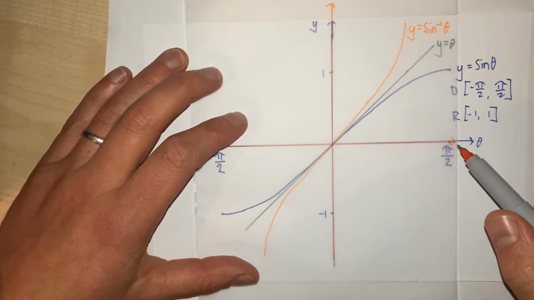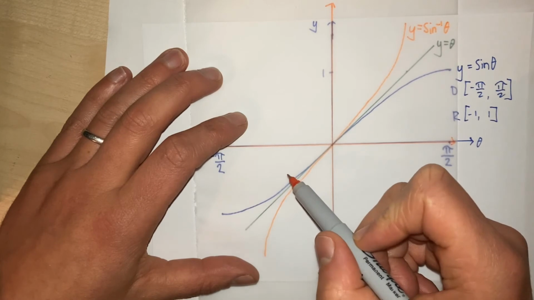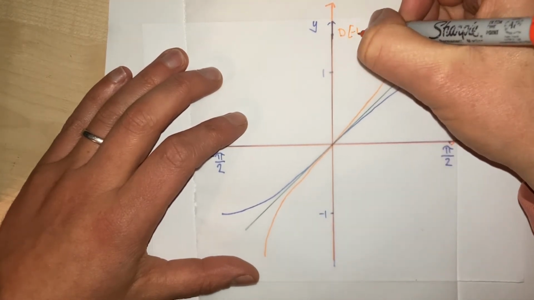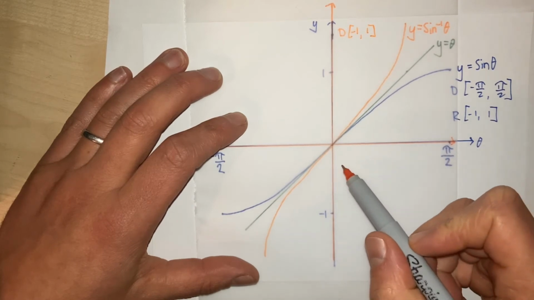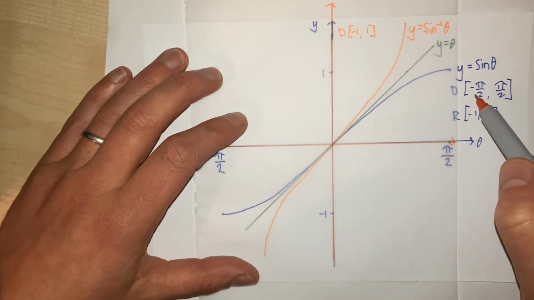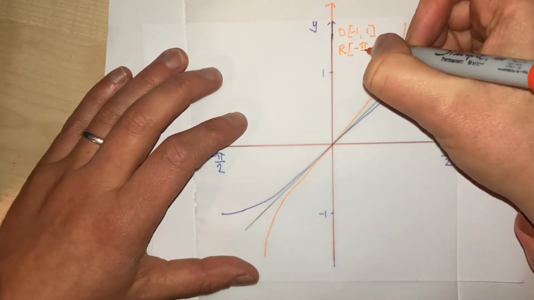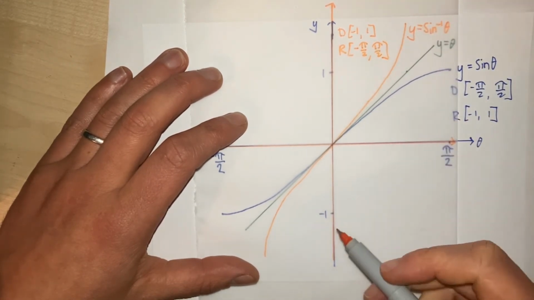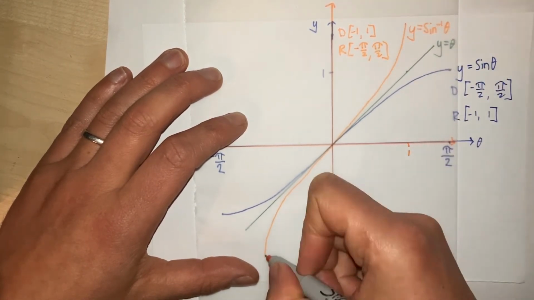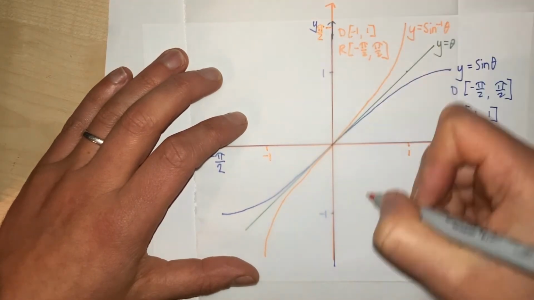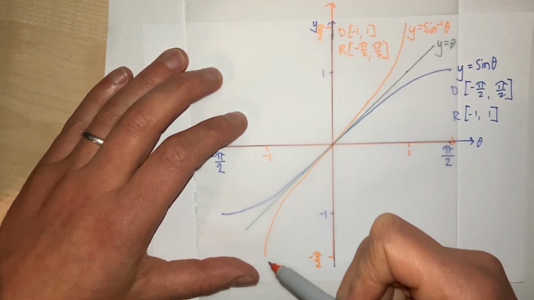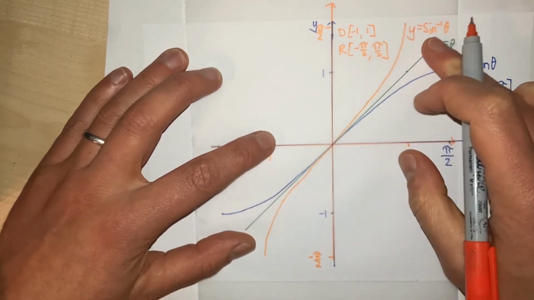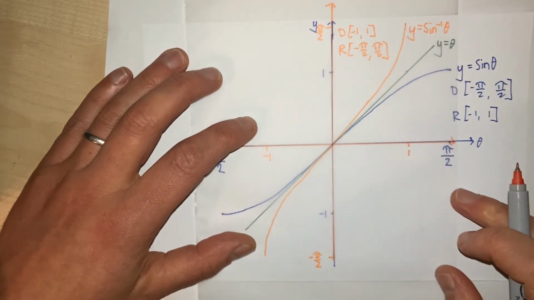And remember, the domain of the inverse is the range of the function, and the range of the inverse is the domain of the function. It's also good practice to label these points on the diagram. So here, this orange line represents the graph of the inverse of sine theta.